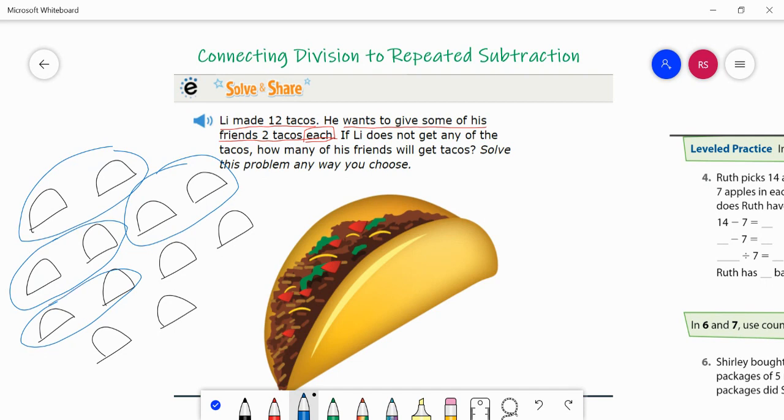Group number 4, given to my 4th friend. Next 2 tacos are going to go to another friend. And then finally, my last 2 tacos will go to my last friend, right? Now, we were able to separate all of our tacos into groups.